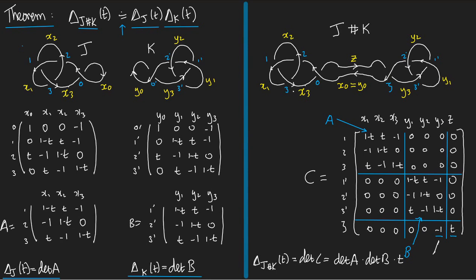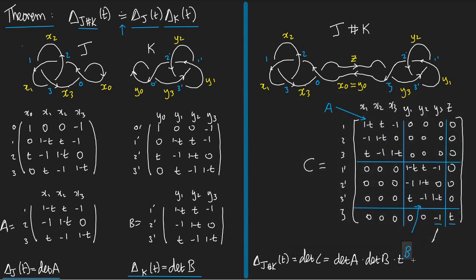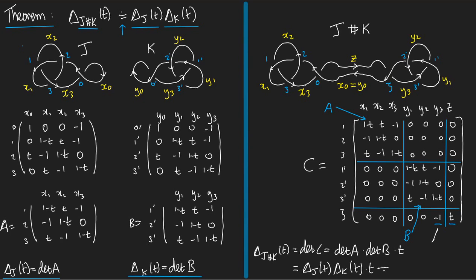which is, what's that? I need more space. Let's make more space. We've left the B behind, but never mind. There we go. So that's equal to, well, det A is delta JT, det B is delta KT, and T is T, but that's all equal dot to delta J, T, delta KT, which is the product we claimed. So that's why we get the product in this case.